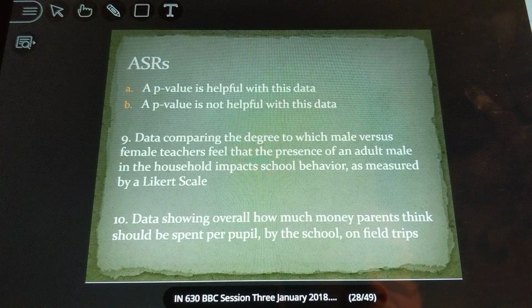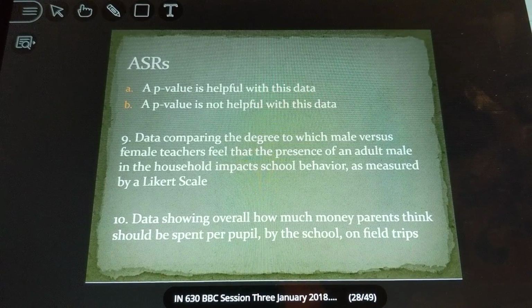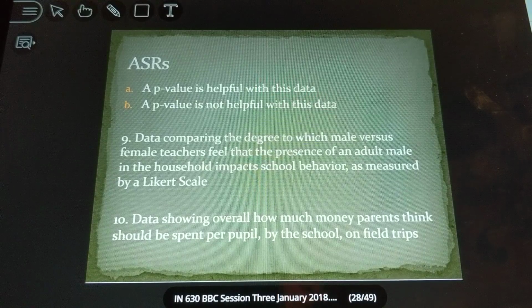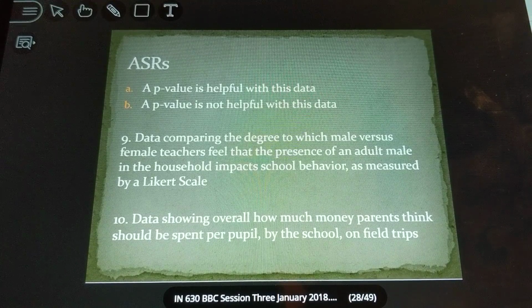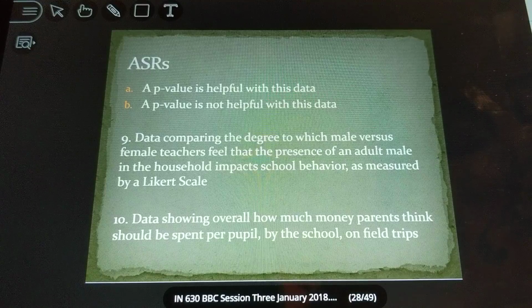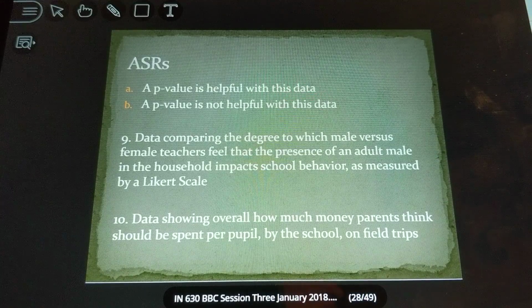All right. The key piece here, and the reason that 9 was a place or a study where a p-value would be helpful, is because they're comparing. We're comparing male versus female teachers and their perspectives on adult males in the household. Okay. All right.